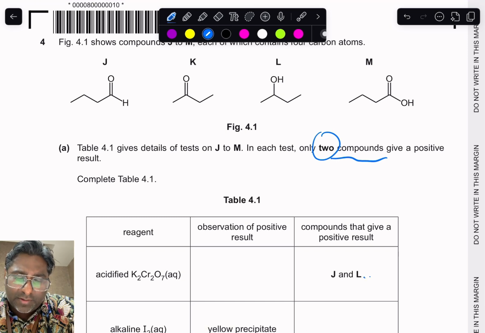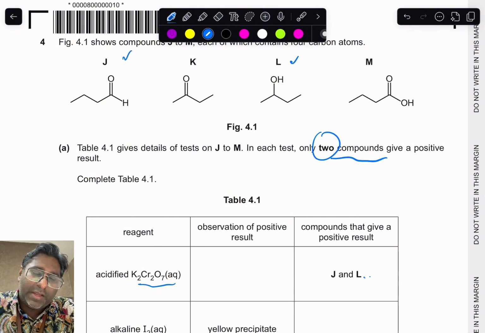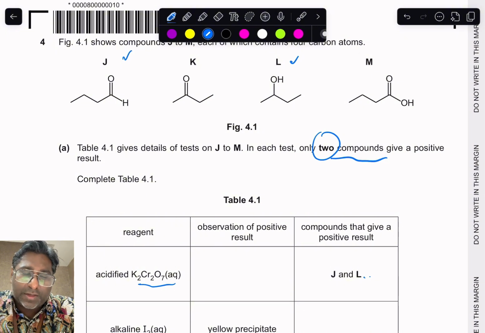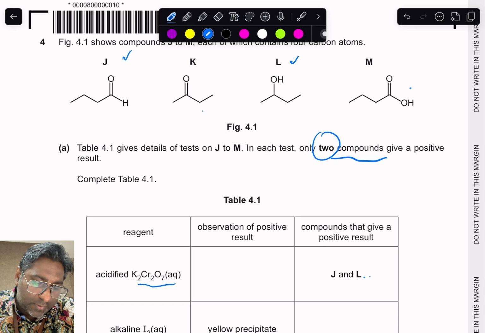So J and L give positive result with acidified oxidizing agent. J and L, aldehyde, and then this is a secondary alcohol. So aldehyde and secondary alcohol give a positive result. Ketone and carboxylic acid cannot be oxidized. Okay, good. So observation of positive result: because acidified potassium dichromate is going to be orange, it changes from orange to green. Color is observed.